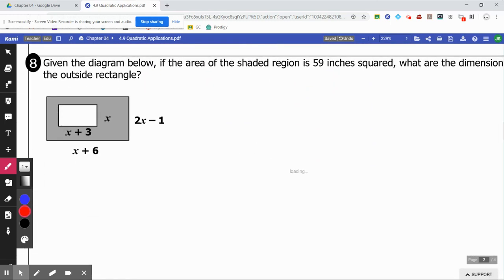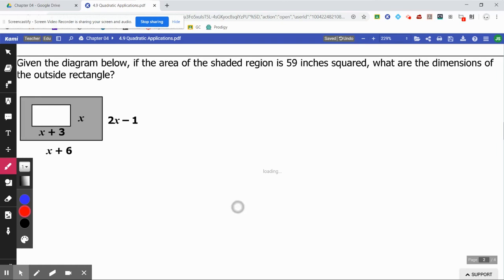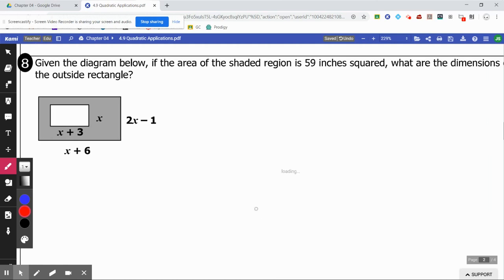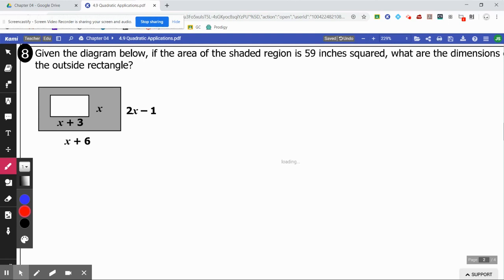Number 8, given the diagram below, the area of the shaded region is 59 square inches. What are the dimensions of the outside rectangle? So we've got to find x. So the area of the shaded region, let's talk about how you find the area of the shaded region. You have a rectangle with another rectangle cut out of it.